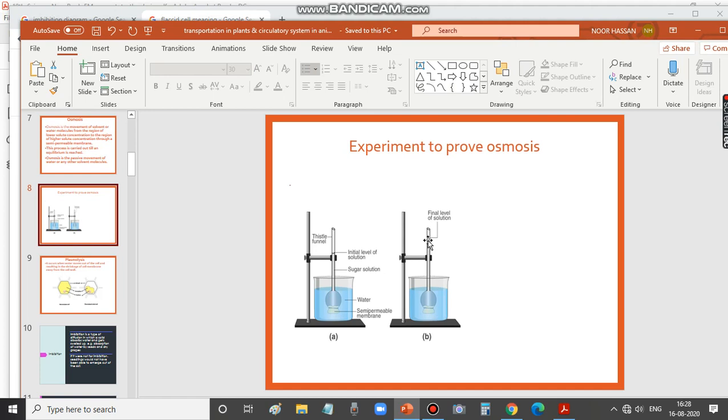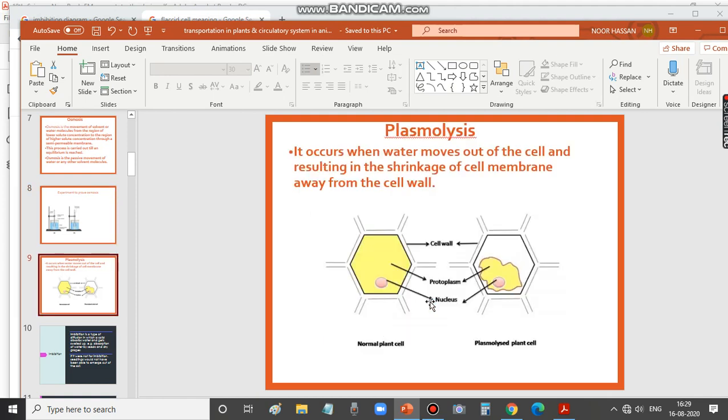After some time, when you observe this thistle funnel, you can see the water level has raised in the funnel. It is due to osmosis. Water molecules enter into the thistle funnel through the semi permeable membrane, and this kind of movement from the region of lower solute concentration to the region of higher solute concentration is called osmosis. This is a very simple experiment to prove osmosis. We'll move on to the next one.